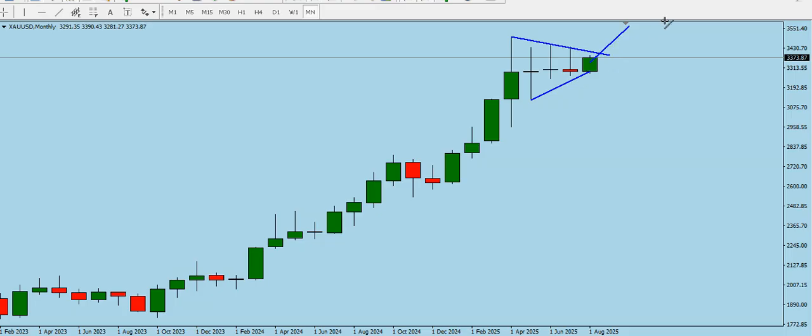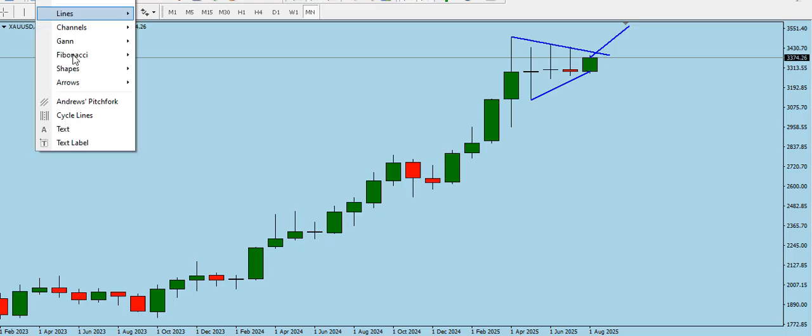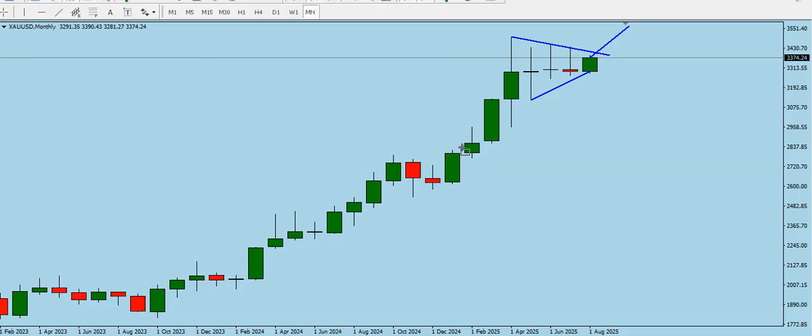But if price is not going to go up, it might likely drop. And if price is going to drop, we have this particular demand area on the monthly time frame around here. We're talking about the 2700 level. But for now, price is going up because the overall trend direction is bullish.